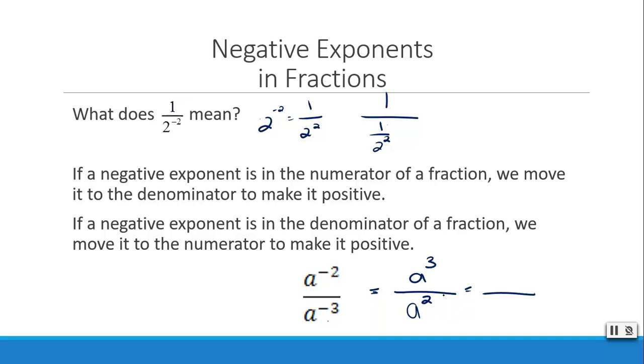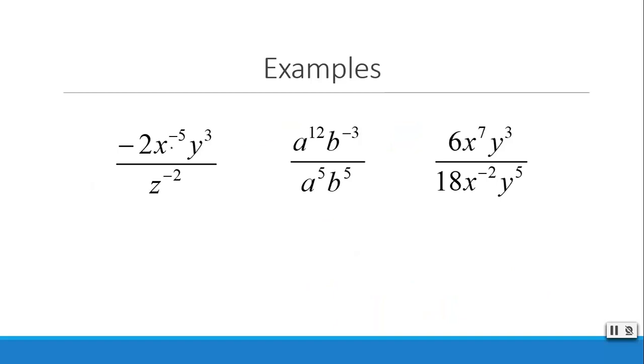So 3 minus 2 is going to give me a to the first. Notice I put that in my numerator since my highest one's in the numerator. So we can just write this as a. So let's look at some examples.